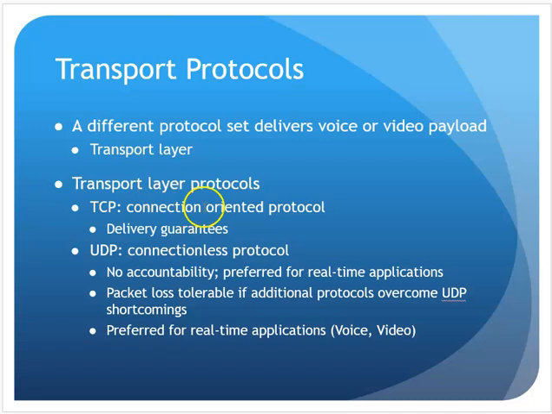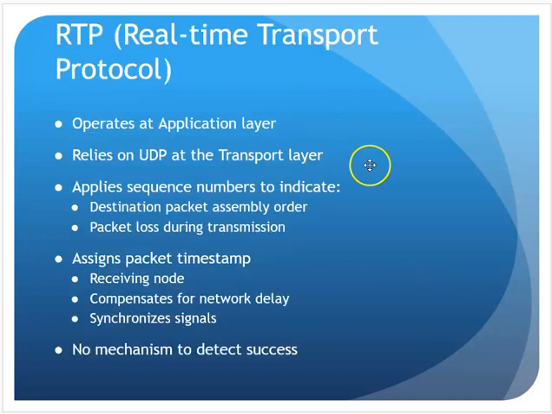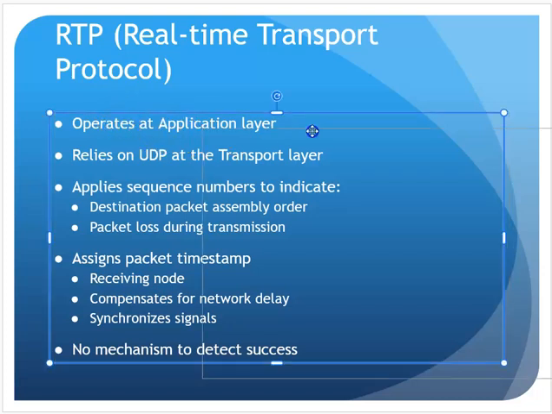We know TCP is connection-oriented. It's delivery guaranteed for like file transfers and so forth. But we need something that's quick for moving our phone data back and forth, our voice data back and forth. So it's going to be UDP at the transport layer. But at our upper layer, we're going to be using RTP, real-time transfer protocol. This actually operates at your application layer.